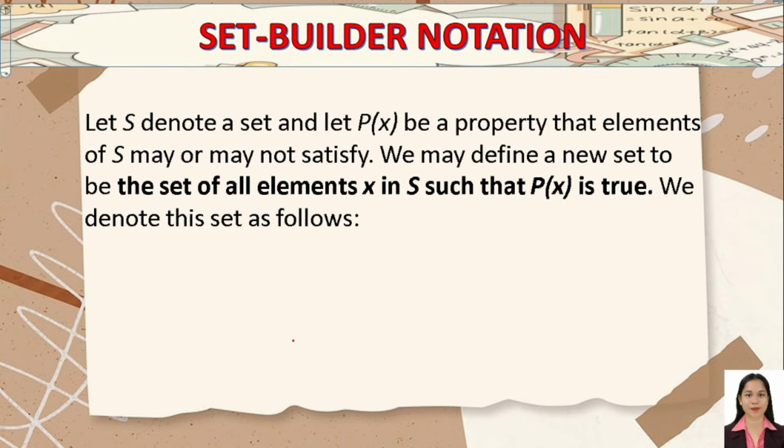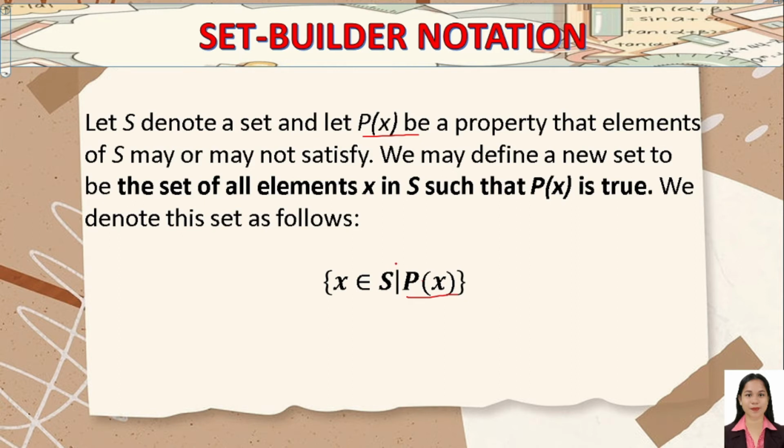Set builder notation. So let S denote a set and let P of X be a property that elements of S may or may not satisfy. So we may define a new set to be the set of all elements X in S such that P of X is true. So in symbol, we write this as X is an element of S such that P of X. So, yung P of X is yung property ng elements na magsasatisfy dito sa S, which is our set. Okay?